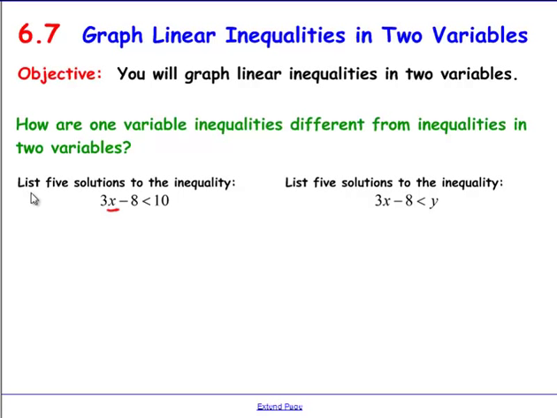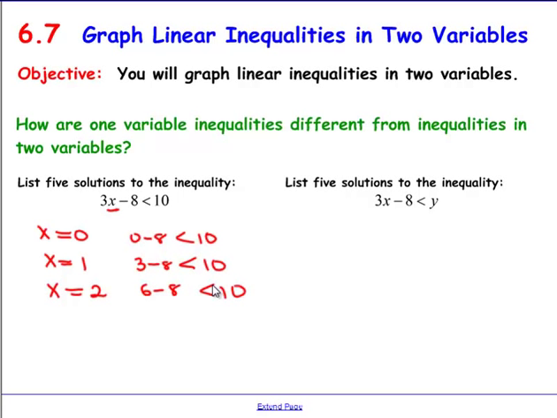It's asking us to list 5 solutions to the inequality. Remember, solutions are going to be x values that make the inequality true. So one solution could be x being 0, because 0 minus 8 is less than 10. Another one could be x is 1, because 3 minus 8 is also less than 10. x equal to 2 is also going to give us a number that's smaller than 10.